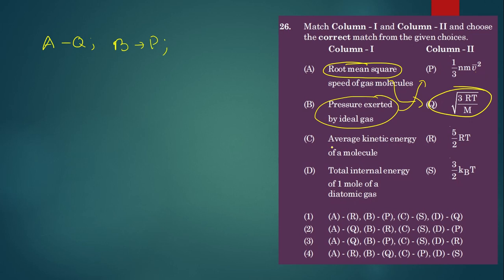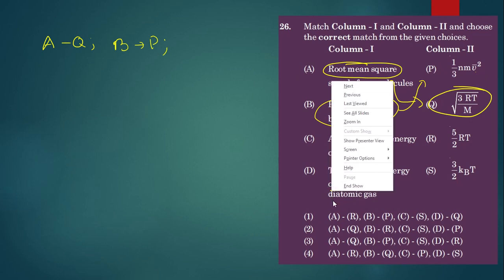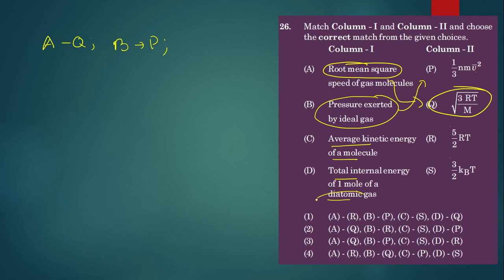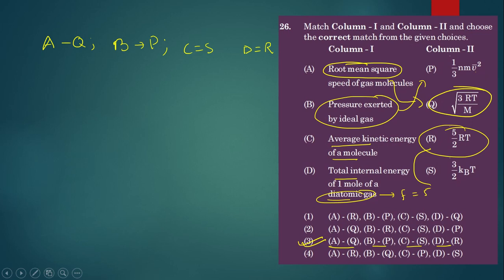After that, average kinetic energy of molecule and total energy of 1 mole of diatomic gas. Diatomic gas means degrees of freedom should be 5, and this is the 5 term. So D equal to R and C is S. Let me check which option is correct. I think option C is correct one. So option 3 is correct. Let's move on.